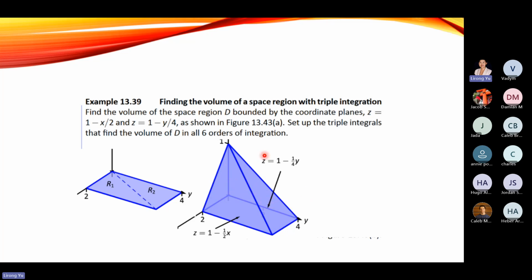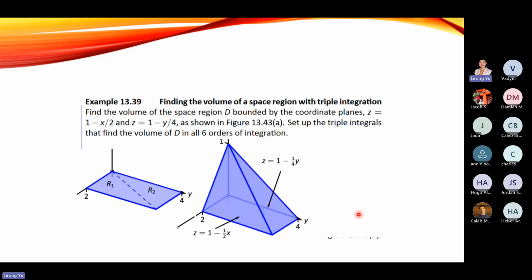This pyramid has 1, 2, 3, and then 2 of these 5 sides. So it's a 5-sided solid. Or you can also consider one at the base and 4 at the sides. We want to set up a triple integral to find the volume of D in all 6 orders of integration.